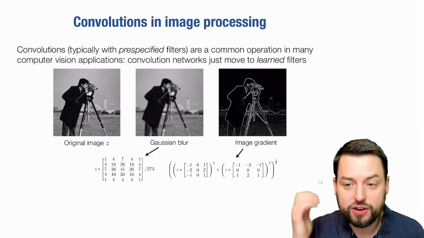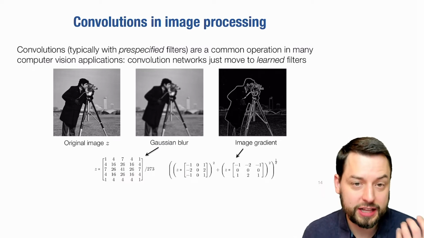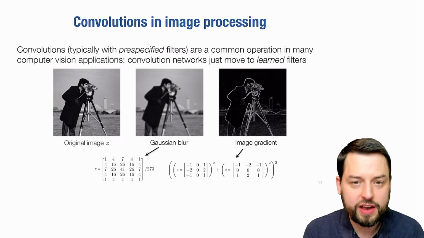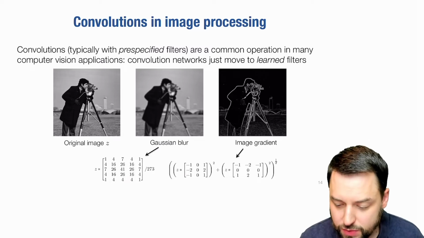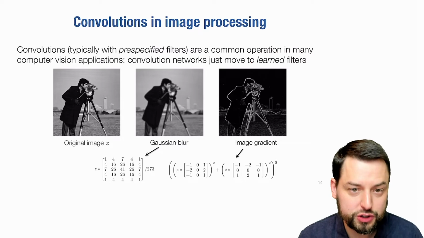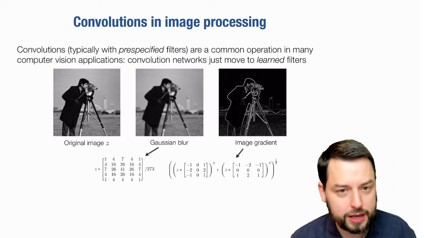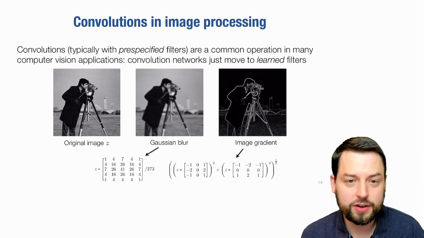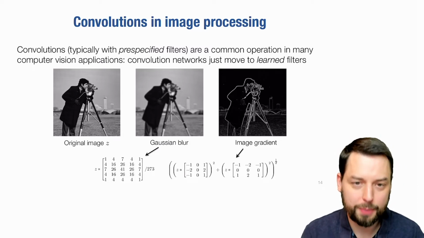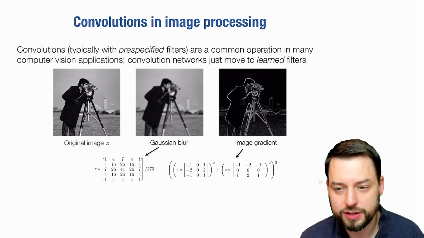So these operations have been used for a very long time in classical statistical signal processing and classical image processing. But in deep networks, the innovation is that we're going to do the same thing, just using learned filters instead of pre-specified filters to accomplish some task. So instead of saying, okay, I want a filter that will blur the image, or I want a filter that will compute gradients, we'll say, look, I just want to have a filter. I'm going to let the algorithm figure out what filters to learn, what operations to apply to my images. And that's the fundamental idea of convolutional networks.